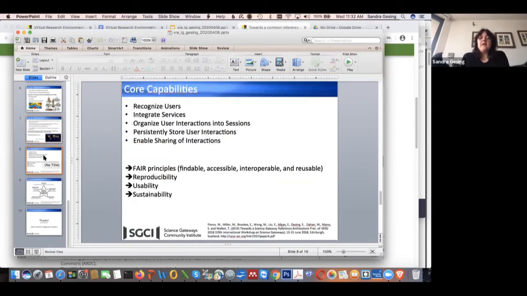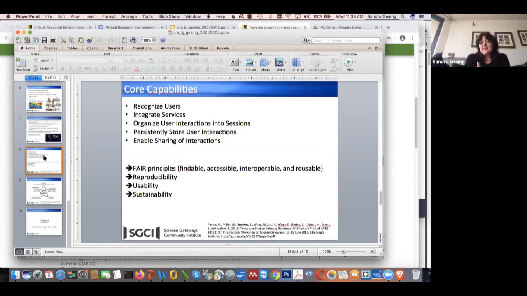So in the paper we wrote, we looked at core capabilities. I totally agree with the findings Zeming also showed. We looked at a slightly different perspective on a reference architecture and said, okay, but what are core capabilities? A virtual research environment should recognize users. These are services for authentication, authorization. It has to integrate services. This could be workflows, metadata management, provenance, and organize user interactions into sessions so that users have these different sessions of doing a research project.